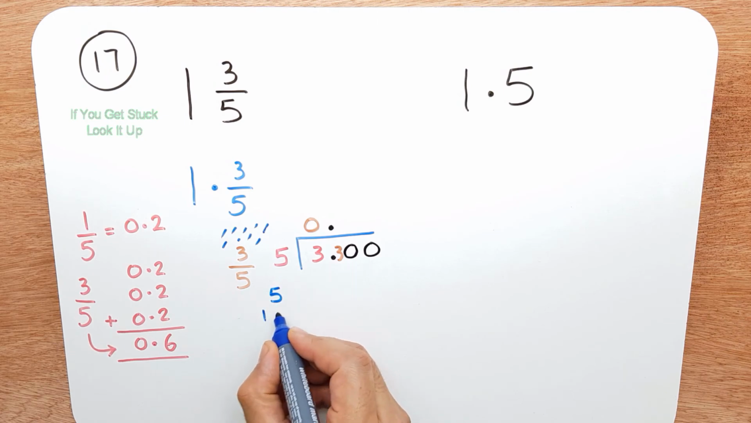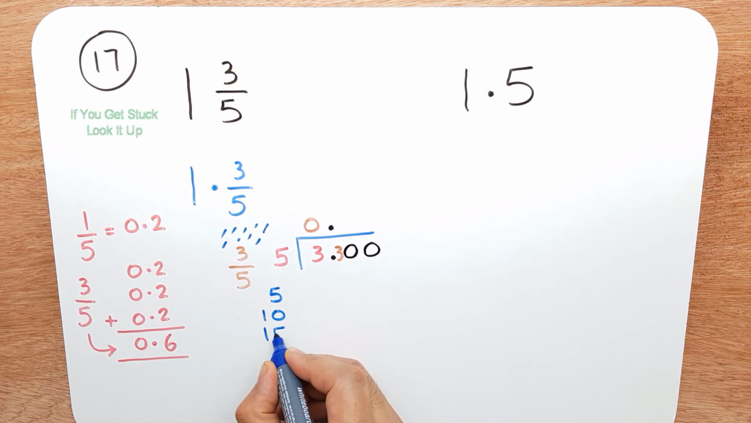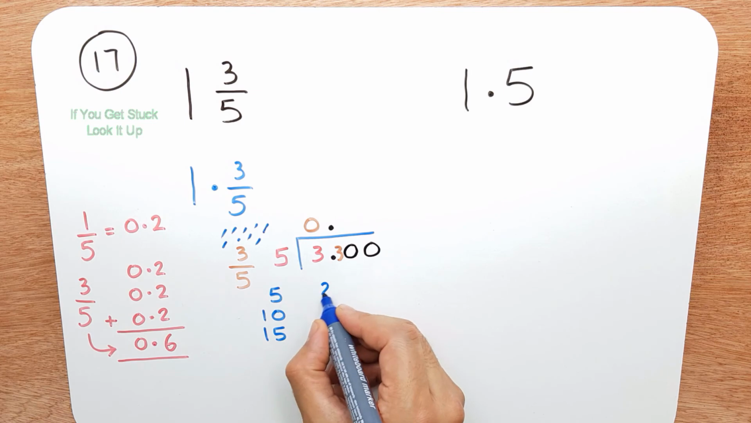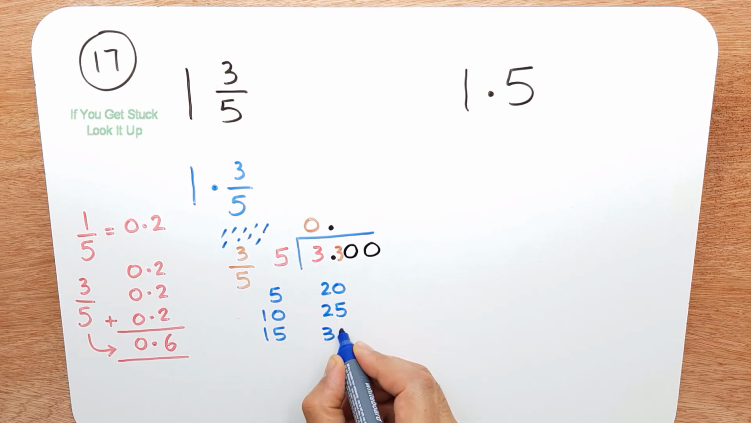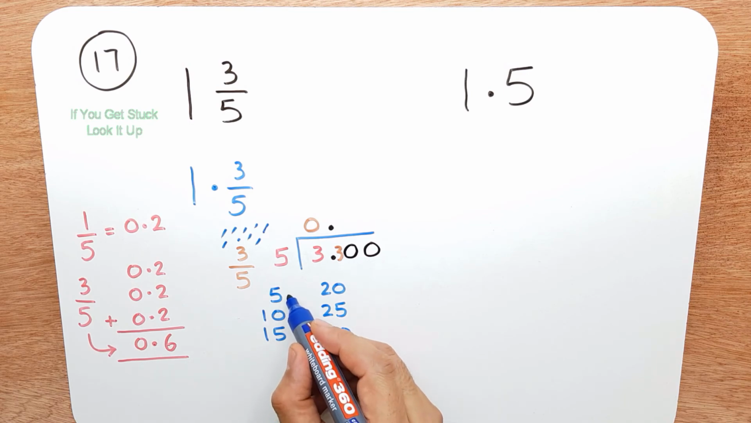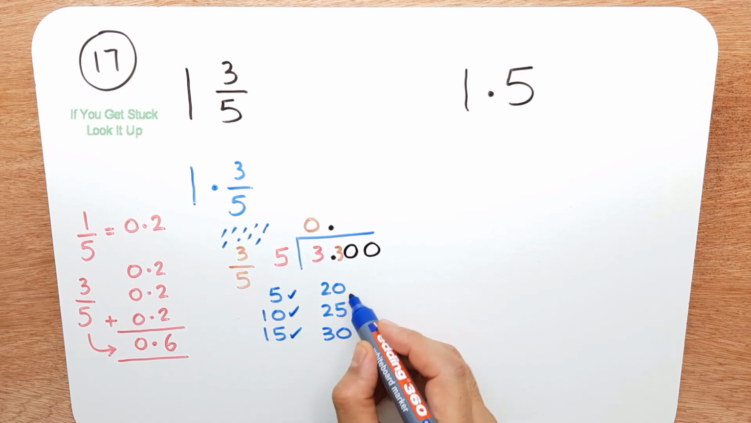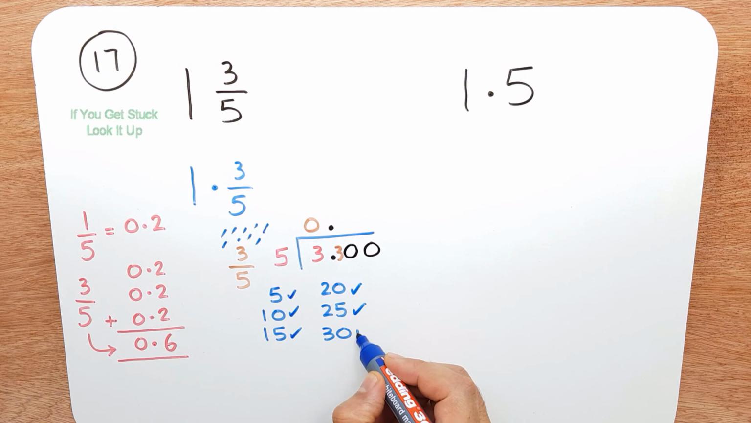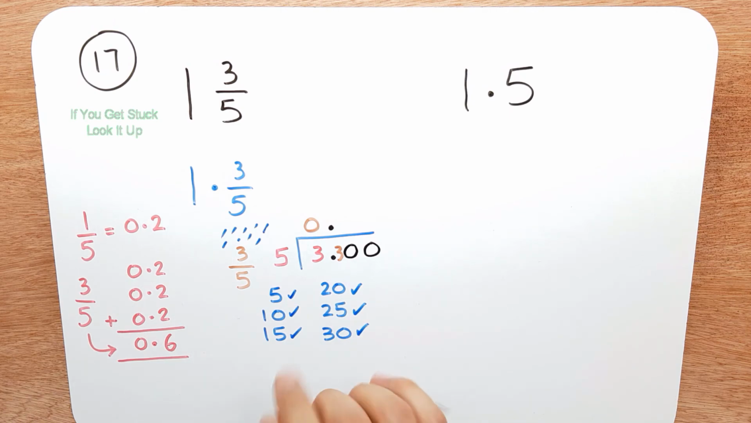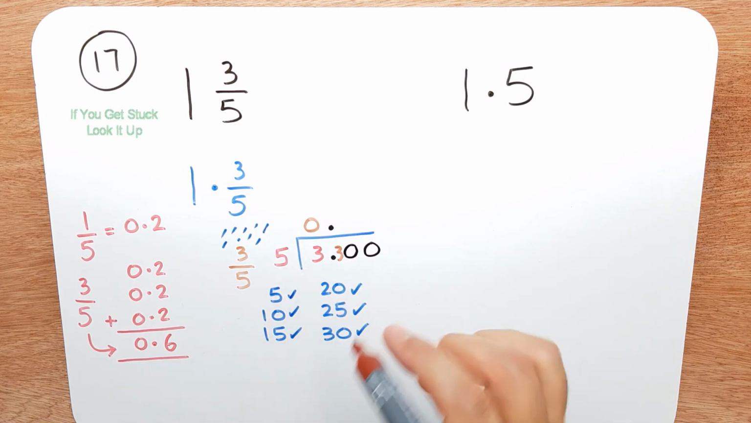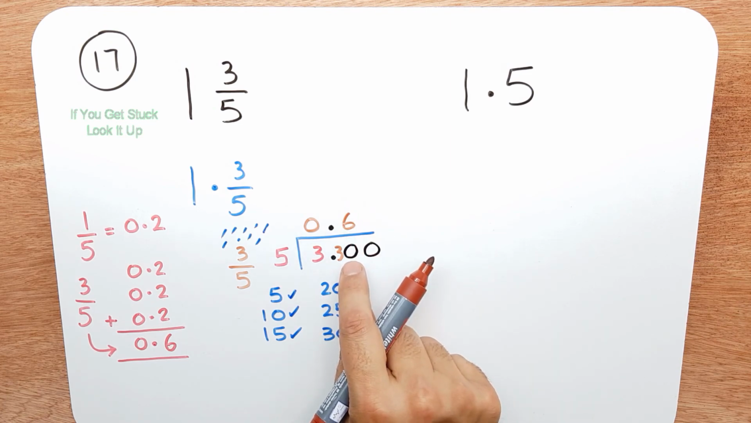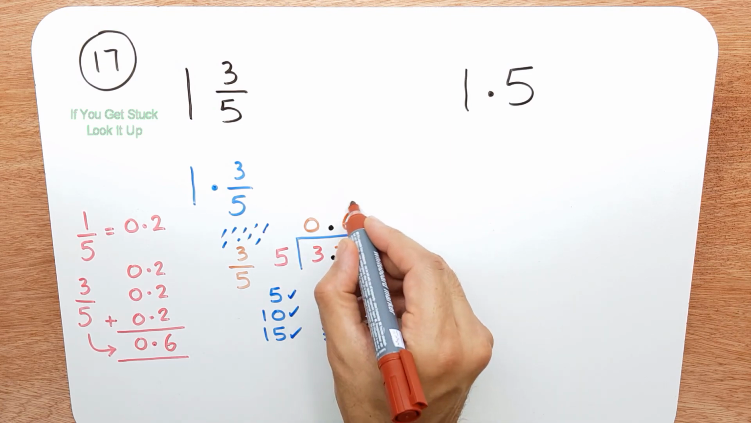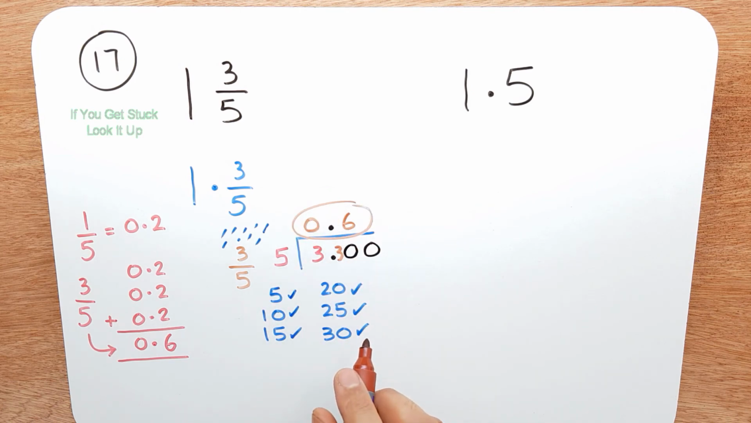5, 10, 15, 20, 25, and 30. So how many is that? 1, 2, 3, 4, 5, 6. So how many 5s are there in 30? There's 6. Now because there's no remainder, we can stop. So our answer is 0.6.